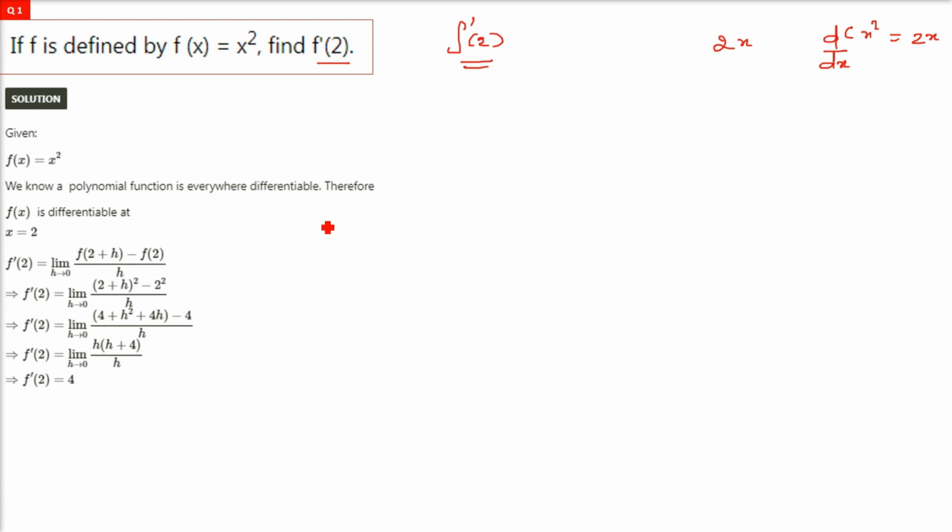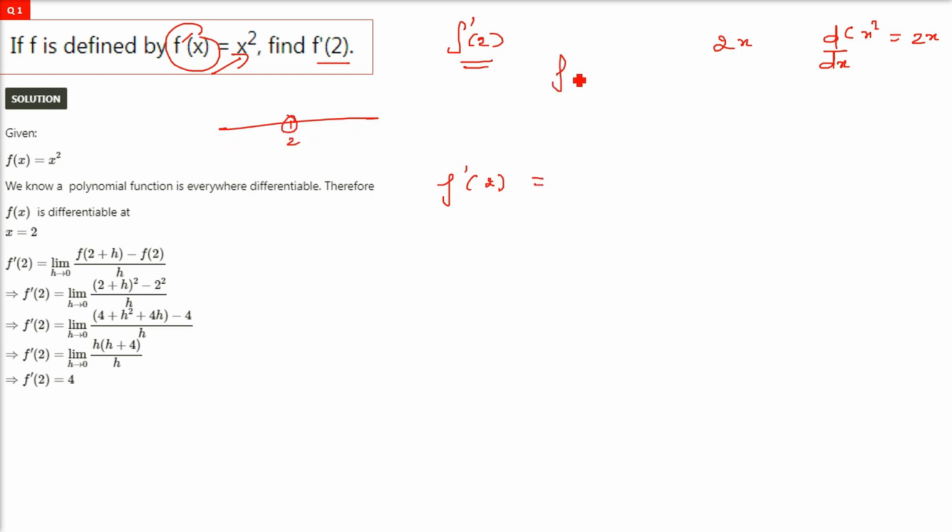And we already know that because it is a polynomial, this polynomial function is everywhere differentiable. So f(x) will be differentiable at x equals 2, right? So let us check it and find out the value as well. So we write this f dash x is 2 here. So at 2 we have to check.